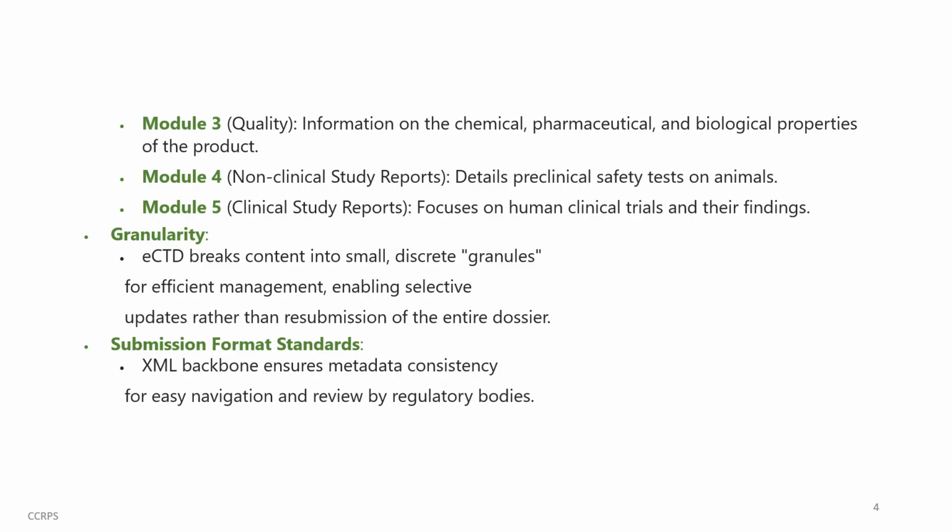Module 3, which is quality, is the information on the chemical, pharmaceutical, and biological properties of the product. Module 4, which is the non-clinical studies or phase 0 studies, details preclinical safety testing on animals. Module 5, which focuses on clinical trials and their findings.